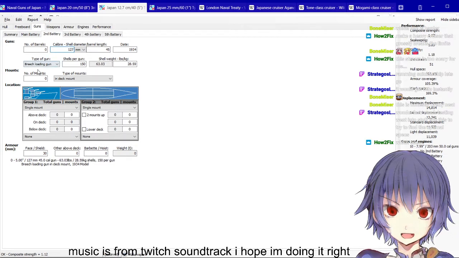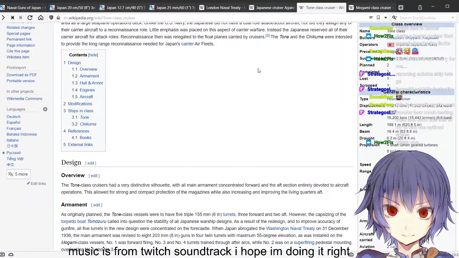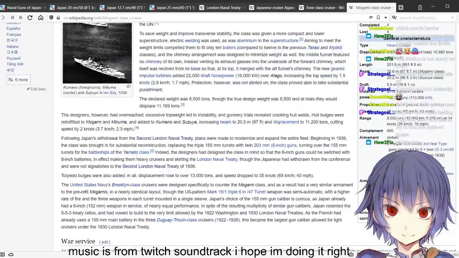So 127 millimeter, and they usually had 8 in 4 mountings on their cruisers. I will double check that real quick by going to Wikipedia. Yup.